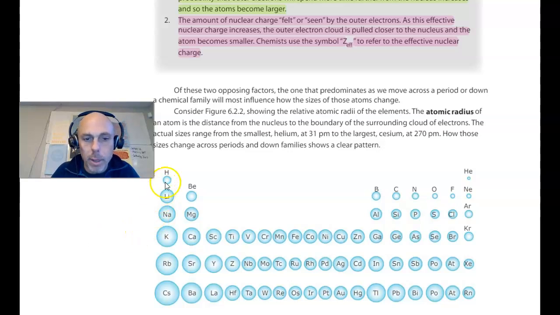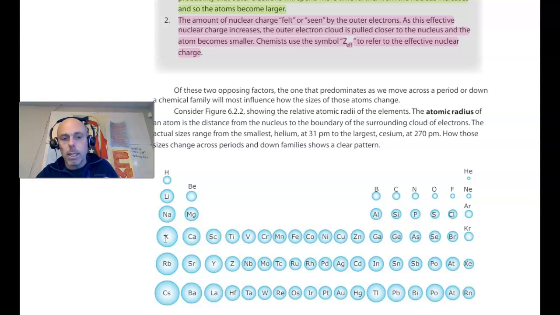Just like to remind everybody that as you go down a group, there's no change in effective nuclear charge, but there's an increase in energy levels, and that makes atoms get bigger as we go down a group. So you go across a row, except for the D block, of course. There's no change in energy levels, but there's an increase in the effective nuclear charge, which pulls the electrons in successively closer to the nucleus, making the atom smaller.